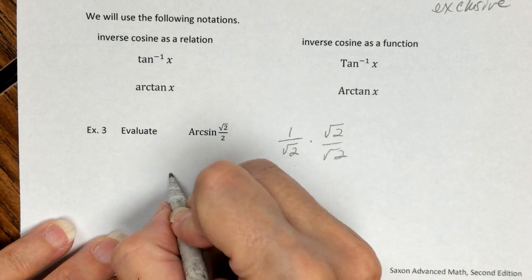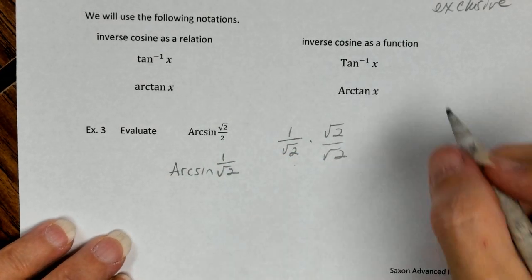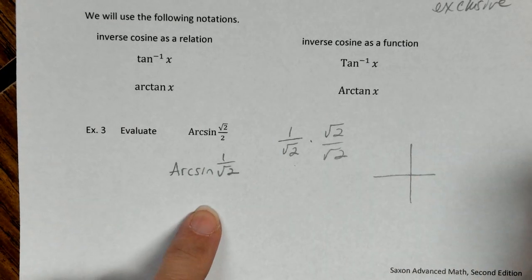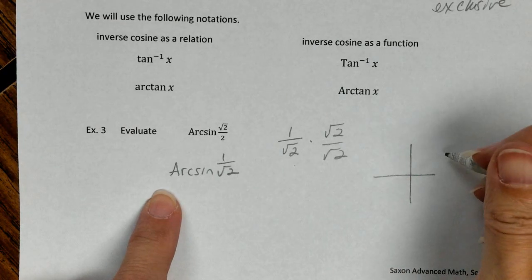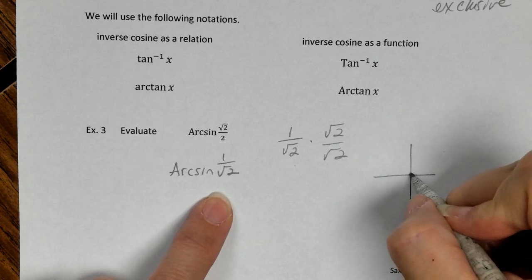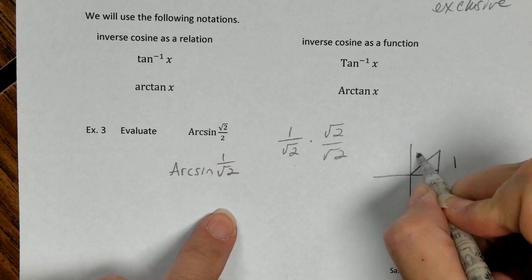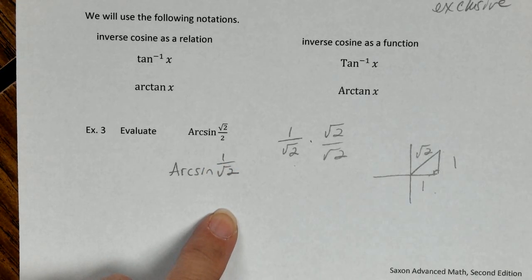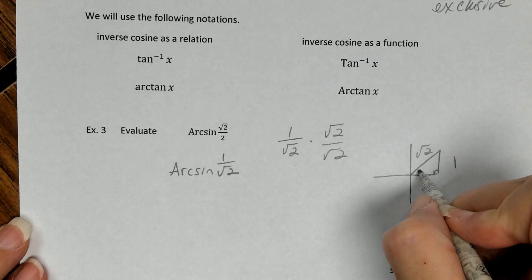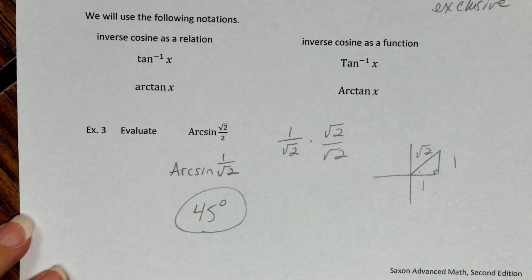Okay, so I'm going to rewrite this arcsine of 1 over root 2. So capital A, I'm restricted, I'm either in quadrant 1 or 4. It's positive, so it's going to be 1. So here's my triangle, and sine is opposite over hypotenuse. The opposite is 1, the hypotenuse is root 2, it's a 1, 1, root 2, which is a 45, 90, which means that angle is 45 degrees. It has been evaluated. That's it.